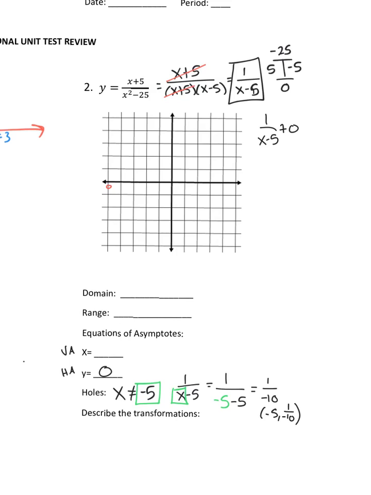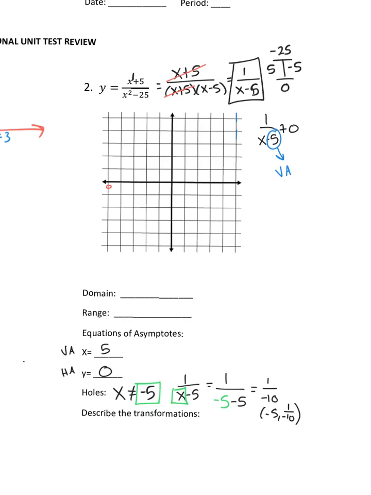When I say degree, I'm referring to the exponent. So this x has an exponent of 1. 1 is smaller than 2, so the degree of the bottom is bigger than the degree of the top, so you have y equals 0. Your vertical asymptote, we're just looking at your h value here, and we're going to flip the sign. So since I have -5 down there, my vertical asymptote is going to be at +5.